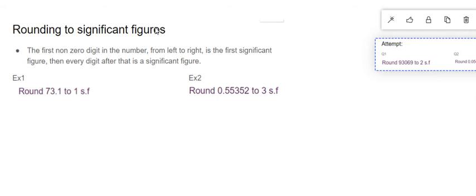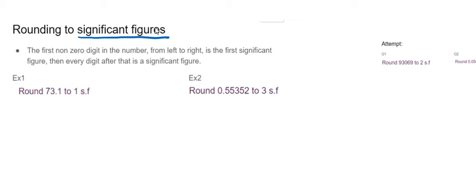Hi guys, so this is rounding to significant figures. A significant figure is the first non-zero digit in the number from left to right. Then every digit after that is a significant figure. The key thing to remember when we're looking for significant figures is we're looking from left to right. So I'll often draw an arrow here when I'm showing you how to find significant figures in a number.